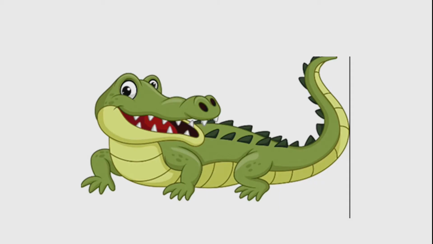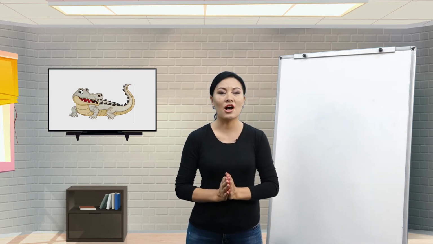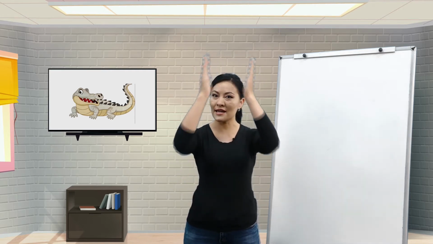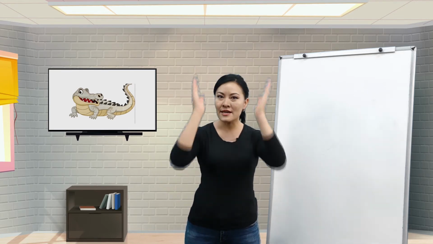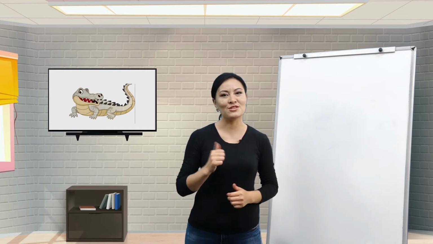Look at the picture. What's this? It's an alligator. Let's repeat the word alligator. Alligator. Where is the stress? Alligator. Let's clap the word alligator. All together. Alligator. Let's clap together. Alligator. Okay, where the stress, you make it high. Okay, now clap yourself. Good job.